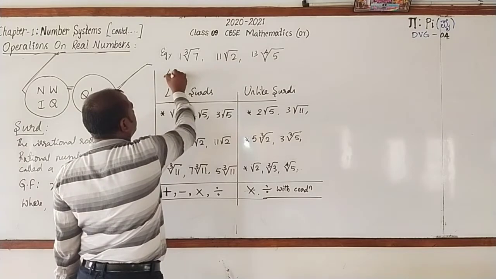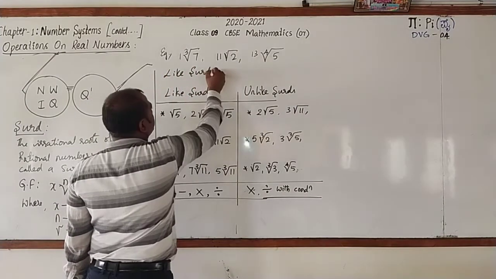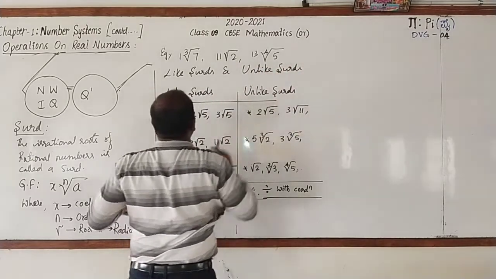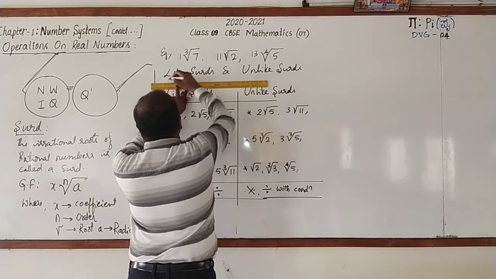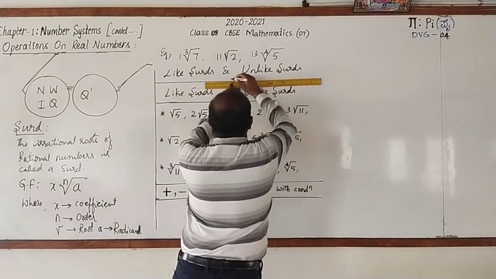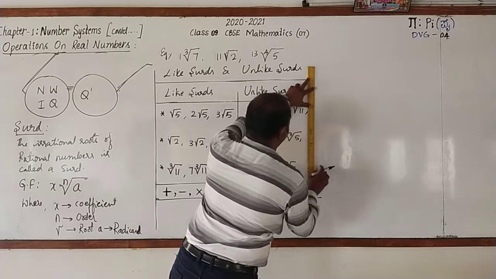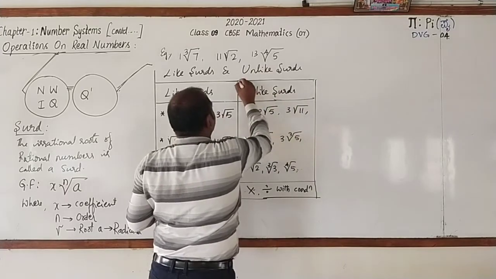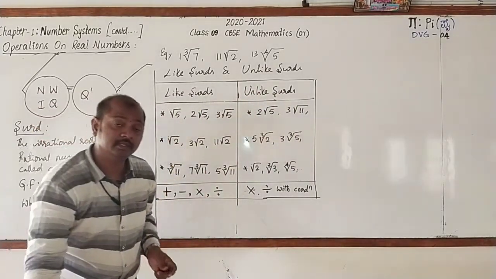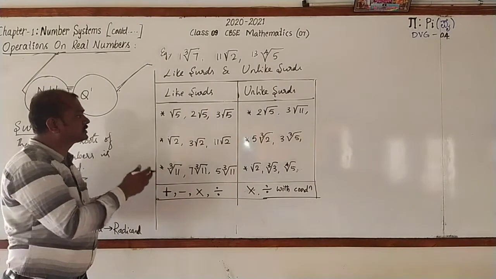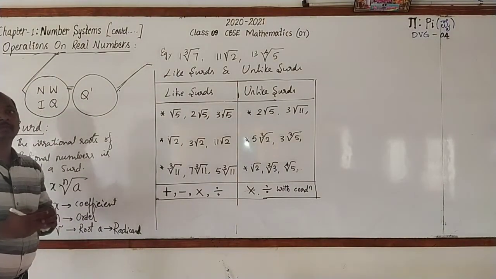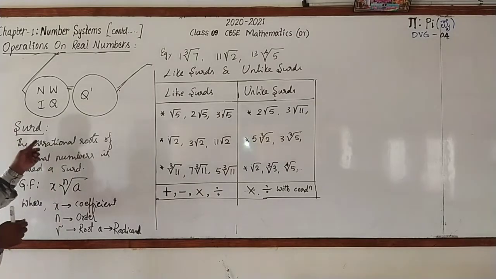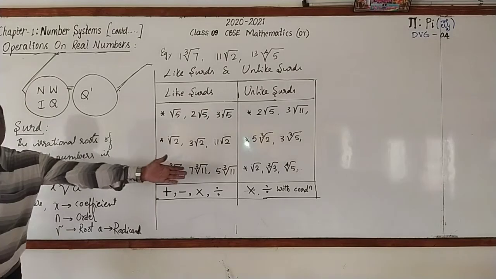So here I'll write like surds and unlike surds. Now I'm going to complete it. Let's complete the table. This is very important to know. This particular heading is not given in your textbook, but it is much needed to understand the further problems. Okay, now we will move on to solving the problems. I'll teach, and please copy from here.